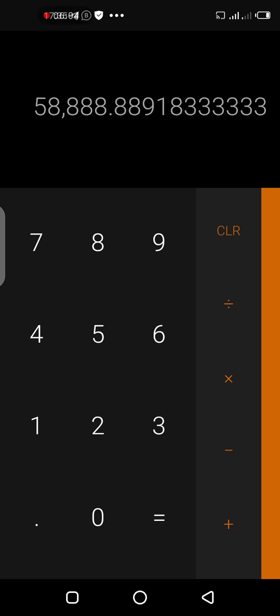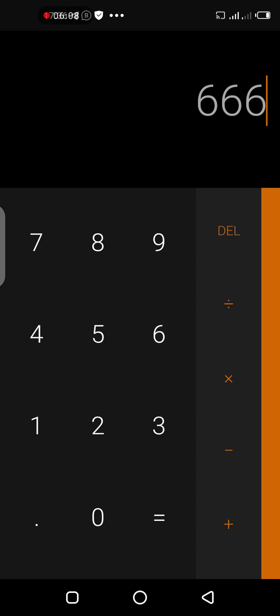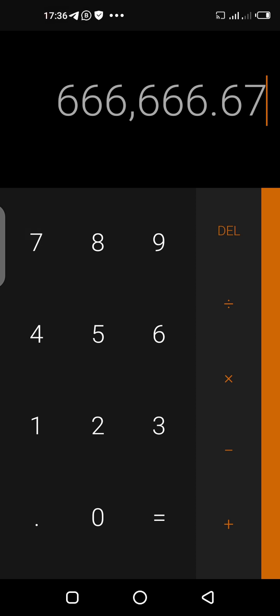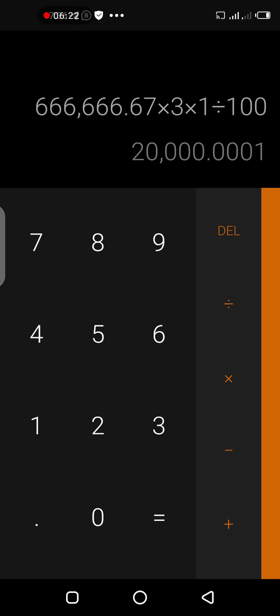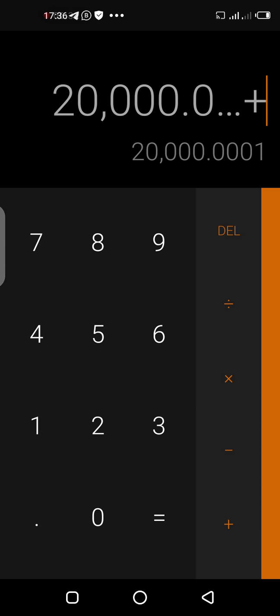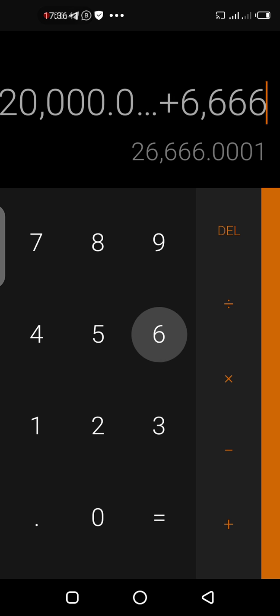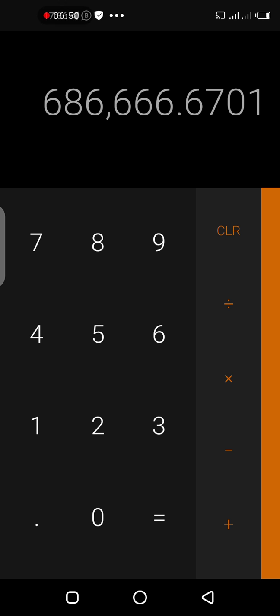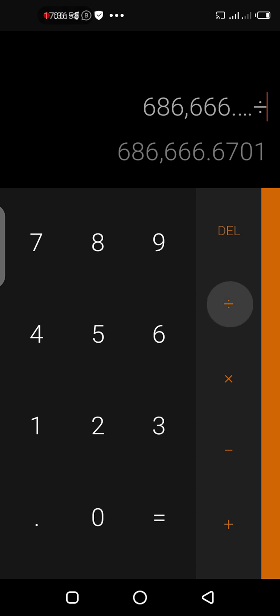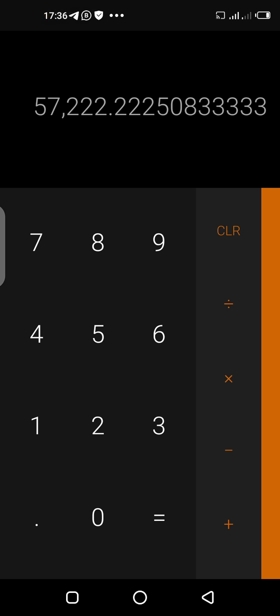Now for the third year, the same thing will happen. You are only now having 666,666 naira 67 kobo left. This will be multiplied by 3% times only 1 year, divided by 100. You're having 20,000 naira left. So 20,000 will be the interest. This will also be added to 666,666 naira 67 kobo to have 686,666 naira 67 kobo. This will now be divided by 12 months. And in the last year, you'll be paying 57,222 naira 22 kobo.